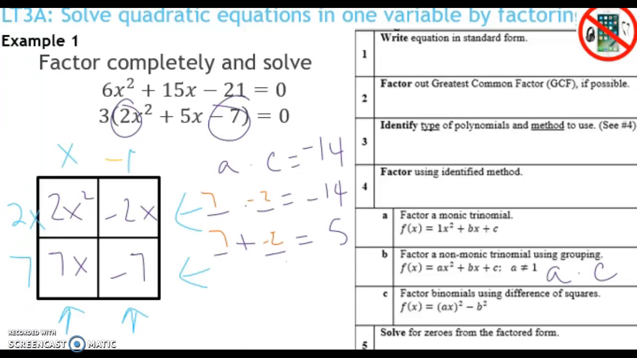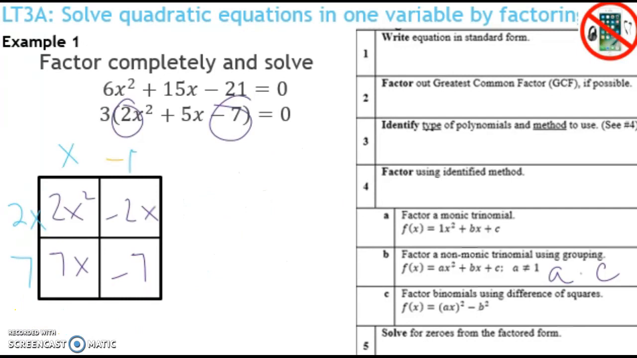Okay, so see if this still works out. x times 2x gives you 2x squared. Good. x times 7 gives you 7x. Good to go. Negative 1 times 2x gives you negative 2x. Yep. Negative 1 times 7 gives you negative 7. Very good.